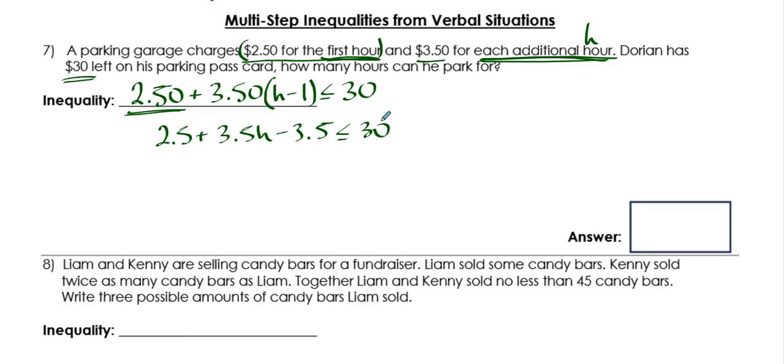I'm going to combine like terms. 3.5h minus 1 is less than or equal to 30. Oh my gosh, I wrote it again. 30. I wasn't even doing this step right. We're adding 1 over, so it's going to become 31.